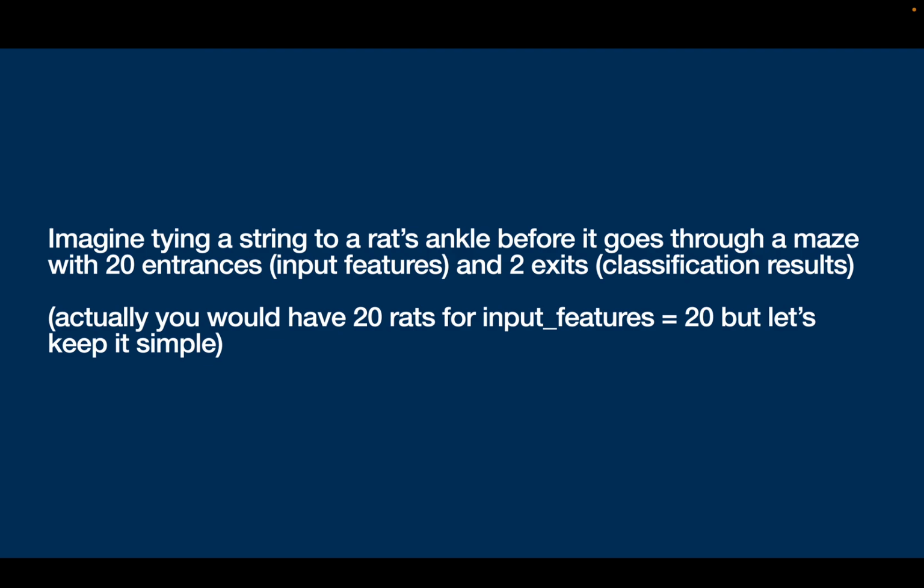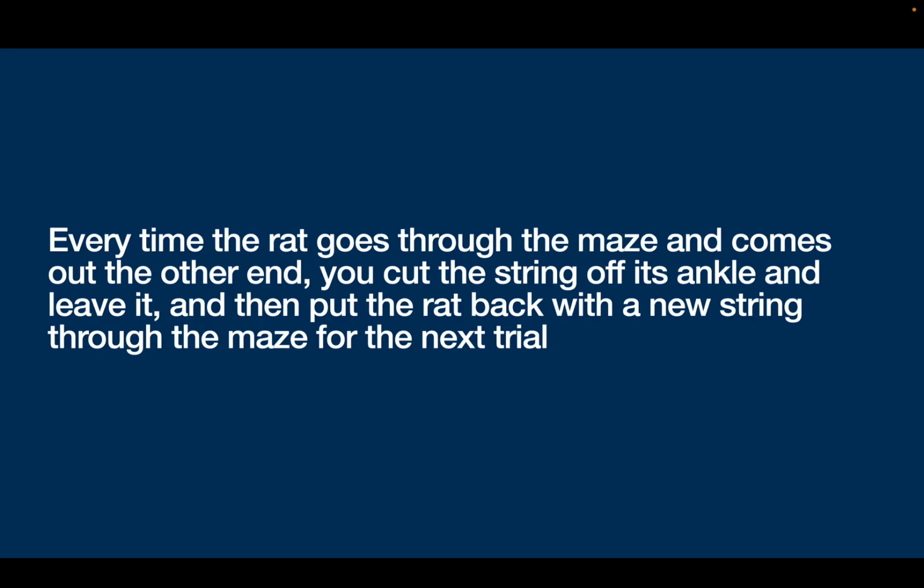Ideally, in actuality, you'd have 20 rats, because you'd have 20 input features, and you're trying to track the evolution of the input feature through the model. But let's keep it simple. Every time the rat goes through the maze and comes out the other end, you take the string that was on its ankle and cut it and leave it, and then you put the rat at the start of the maze again, and begin the trial, the next training epoch.